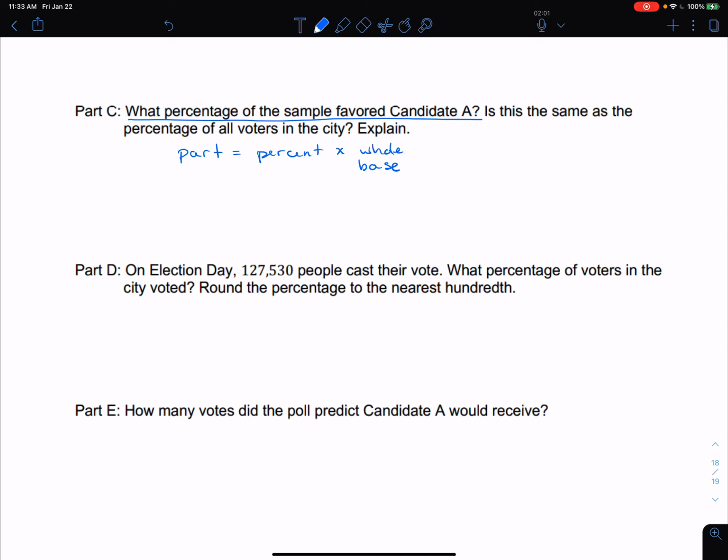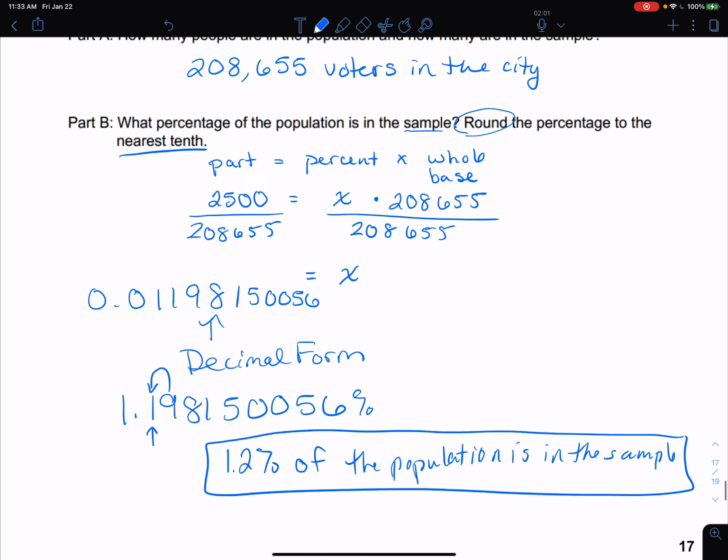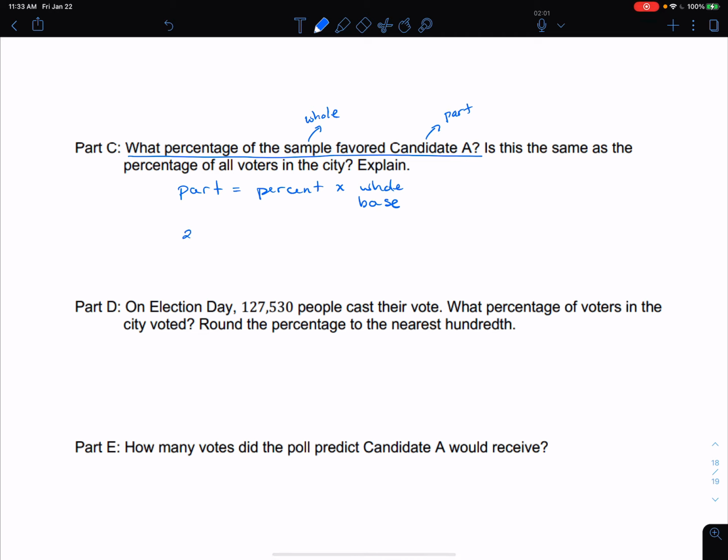So in this case, we're treating the sample as the whole, and those people that favored candidate A as the part. So if we look back up, they told us 200 people favored candidate A, and the survey had 2,500 people. So we'll have 200 equals that percent, which we don't know, so it'll be X, times that survey whole, so the 2,500. I'll divide both sides by 2,500.